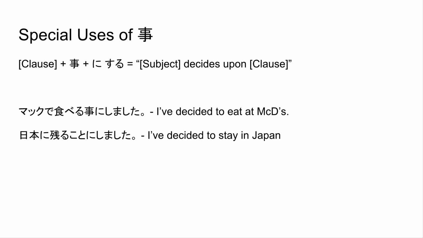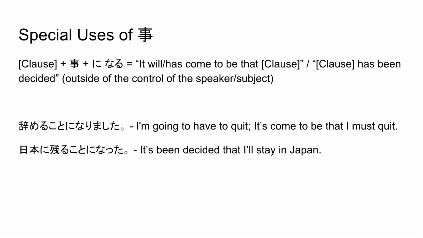This is in contrast to koto ni naru. It has come to be that clause will happen. Clause has been decided outside of the control of the speaker or subject. So koto ni naru and koto ni suru are very similar, but naru is out of the control of the speaker, or out of the control of many things. Yameru koto ni narimashita. So it's almost like I'm going to have to quit. It's come to be that I must quit. Like, my boss hates me, nobody respects me, nobody watches my videos, I don't ever get a donation, so yameru koto ni narimashita. It has come that I must stop doing something.